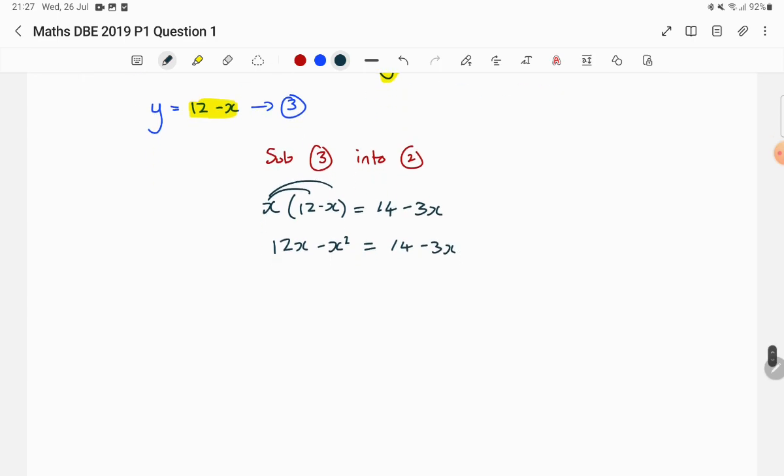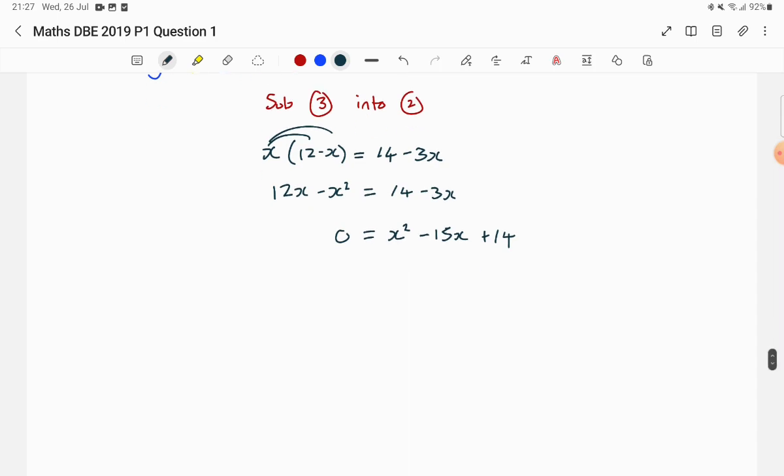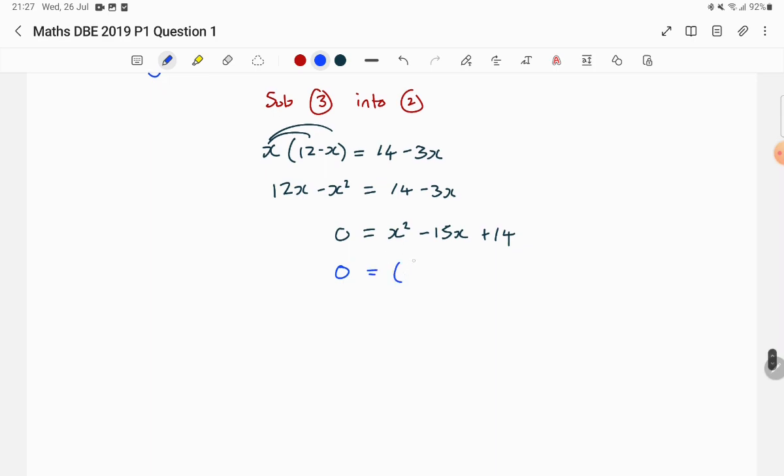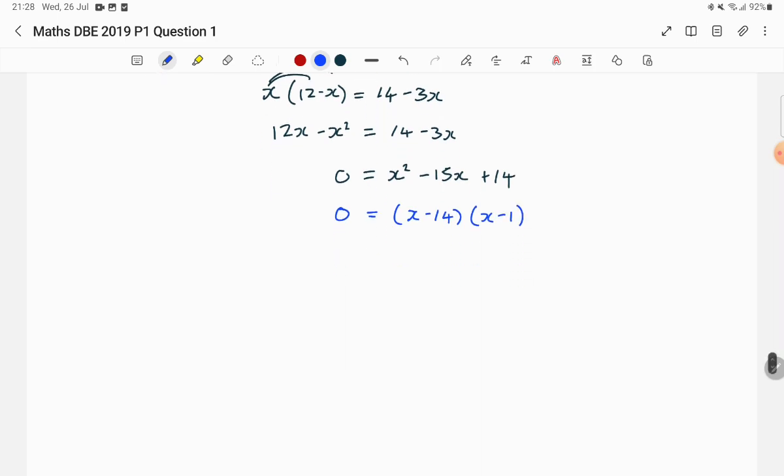We can sort out all our like terms. Let's get everything onto the right hand side just so we have x squared as positive. So that will be x squared minus 3x minus 12x, so that will be minus 15x, and then plus 14 since that was already on that side. All right, so now we can factorize this, and as you can see, it's a positive there, so it will either be both negative or both positive, but since we have a minus in the middle, our factors will be both negative. So this would be x minus 14 and x minus 1.